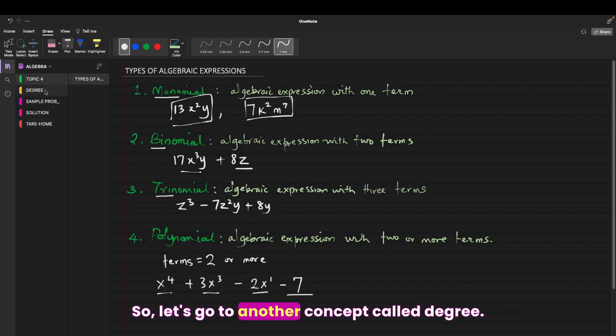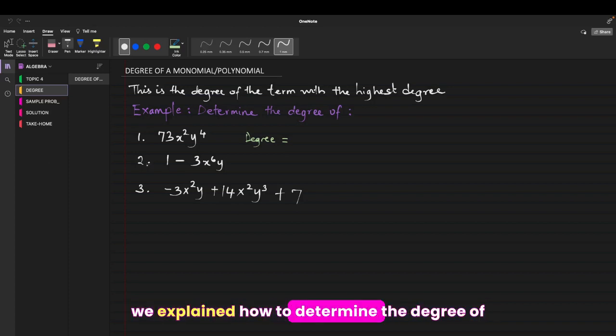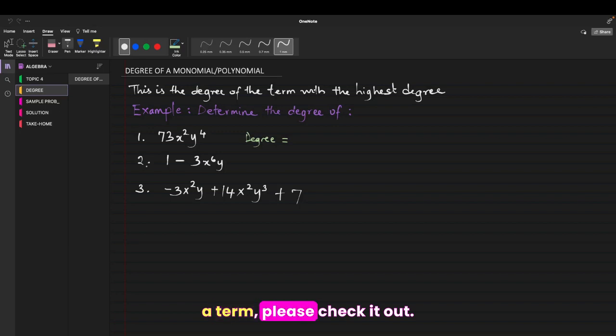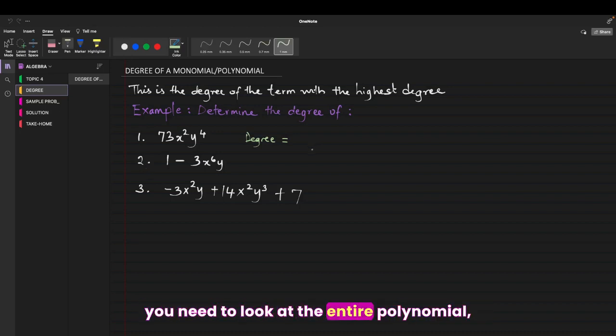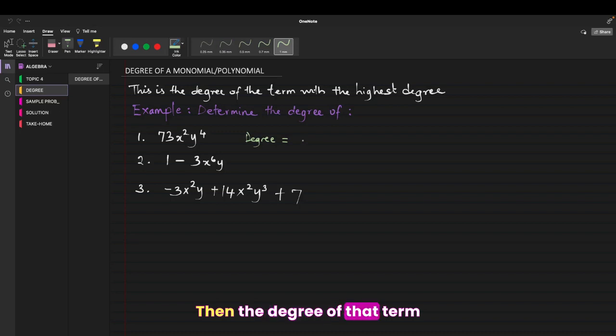So let's go to another concept called degree. If you haven't seen our previous tutorial where we explained how to determine the degree of a term, please check it out. The degree of an algebraic expression or of a polynomial is the degree of the term with the highest degree. You need to look at the entire polynomial and determine which term has the highest degree. Then the degree of that term becomes the degree of the polynomial.